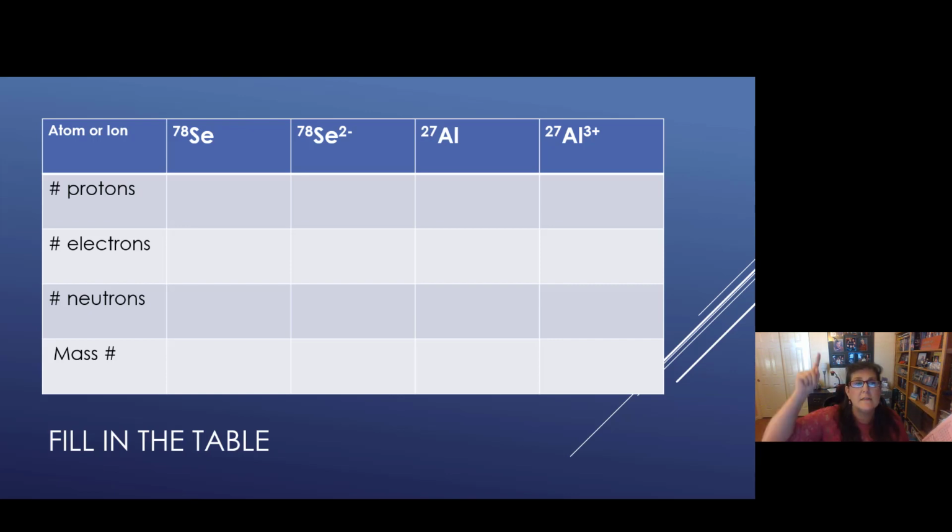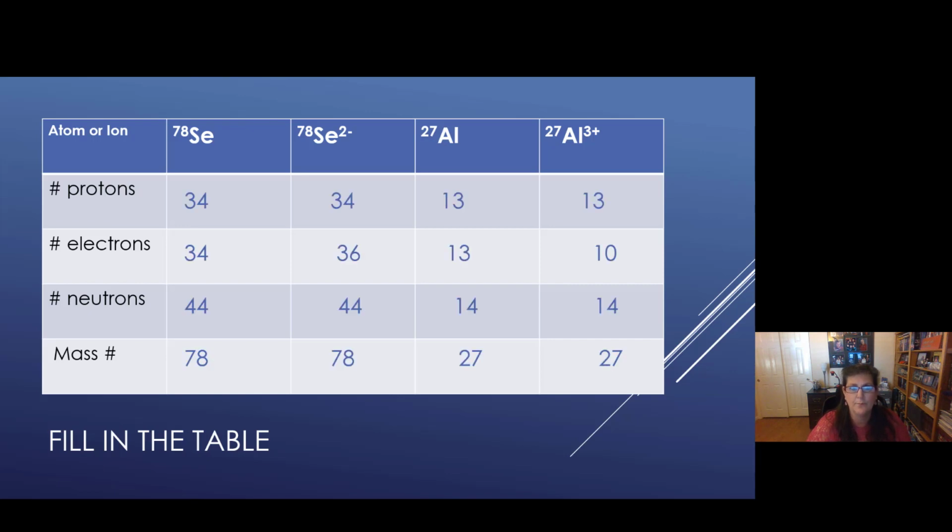Now neutrons is mass minus protons. So 78 minus 34 is your neutrons. And then 78 is the mass number. That is the mass number. All right, so there are the answers for Se.